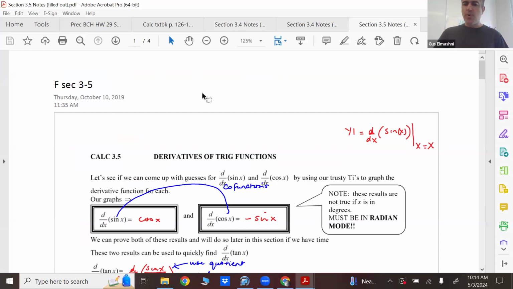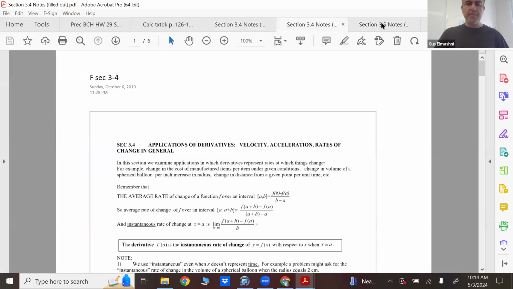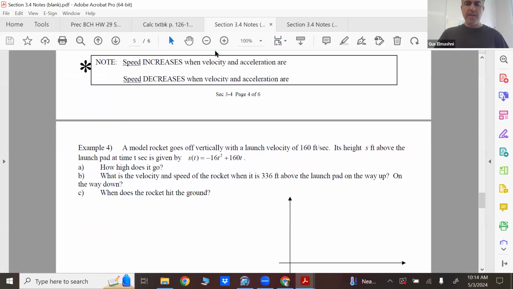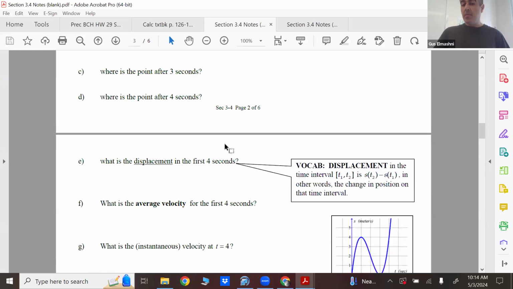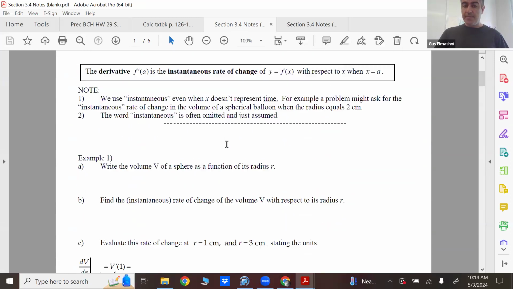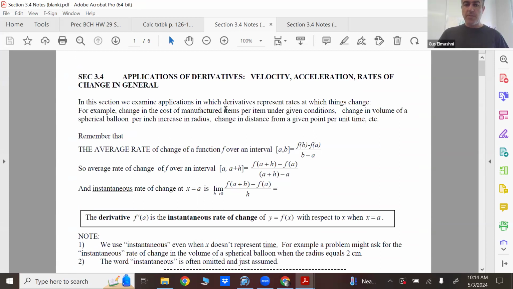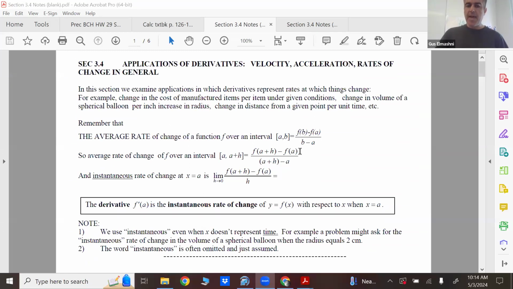Yeah, 3.5 is pretty short, so I think we could do the rest of 3.4 and 3.5 Monday. All right. So let's get moving here, guys. All right, let's talk about some practical applications of the derivative. For those who are taking physics, you guys will appreciate this, okay? So just to recap, average rate of change, we know what that is, right? Just slope between 2 points.